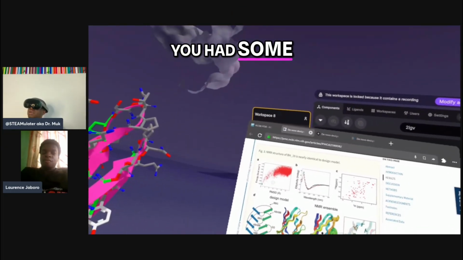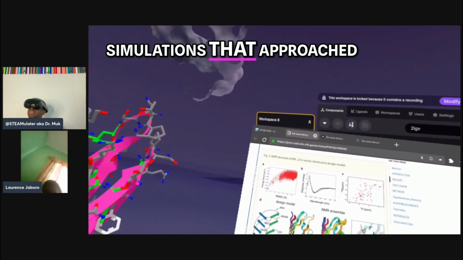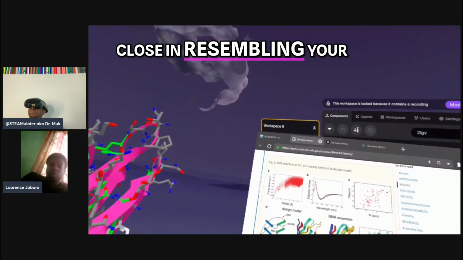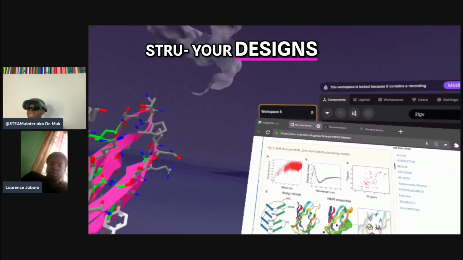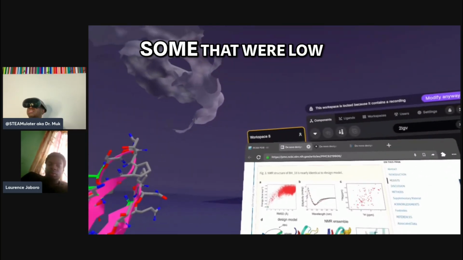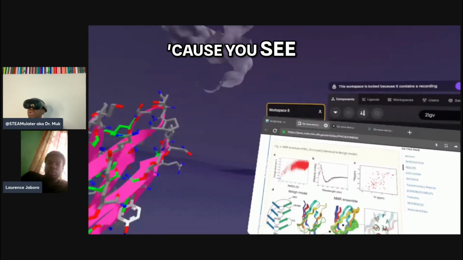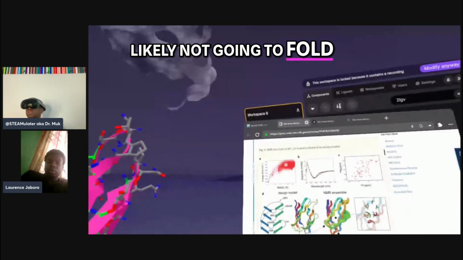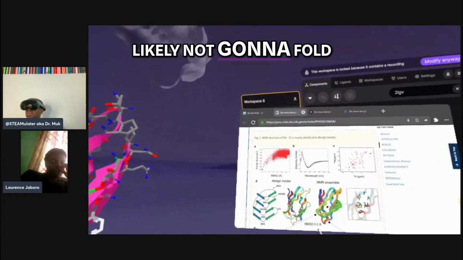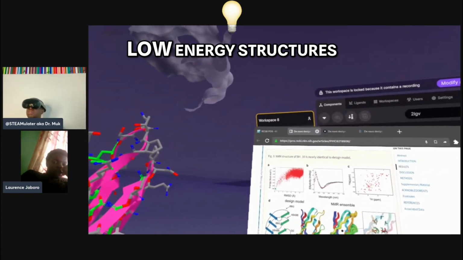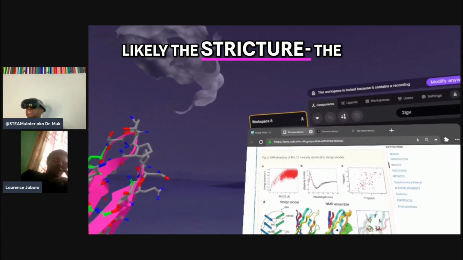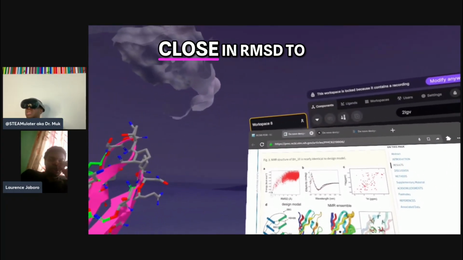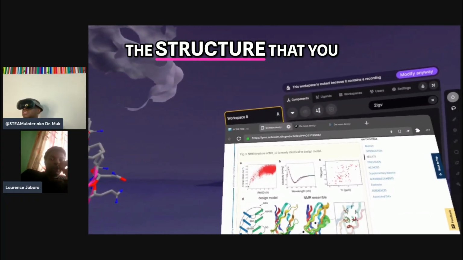You had some simulations that approached in RMSD, so that means they were very close in resembling your designs, but you also had some that were low in energy, because you see the majority of these are high energy structures, which means the sequence is likely not going to fold into this conformation. But some of these low energy structures, likely the sequence is predicted to fold into the actual structure. And now, because it's close in RMSD to your design, it's actually the structure that you have designed for.